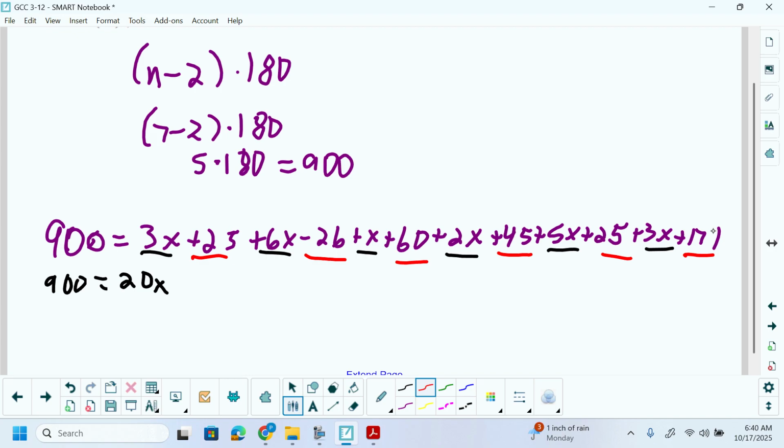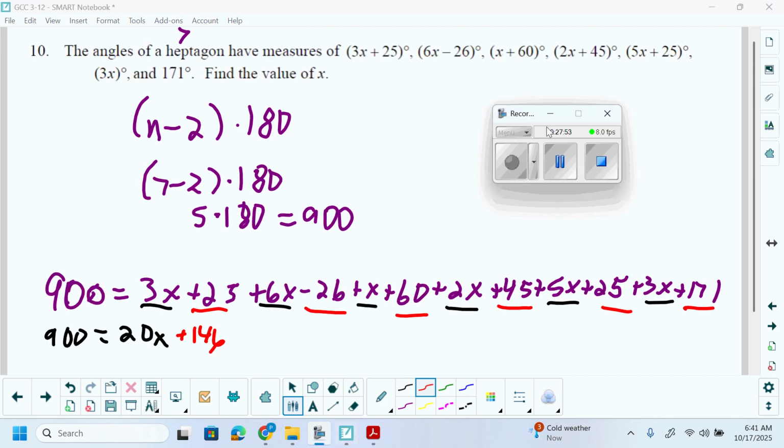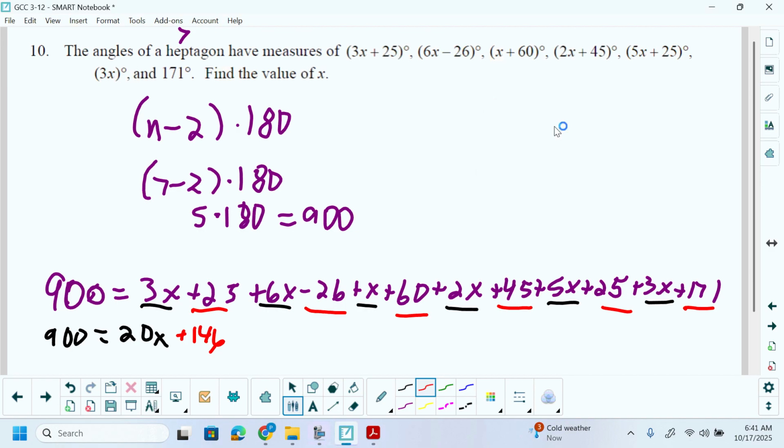And then if we add up all our constants, 25 minus 26 is negative 1. Plus the 60 is 59. Plus the 45 is 104. Plus the 25 is 129. Plus the 17 is 146, I think. No, actually, I messed that up. That's not a 17, that's a 171. So this should give us 300 when we add that up.